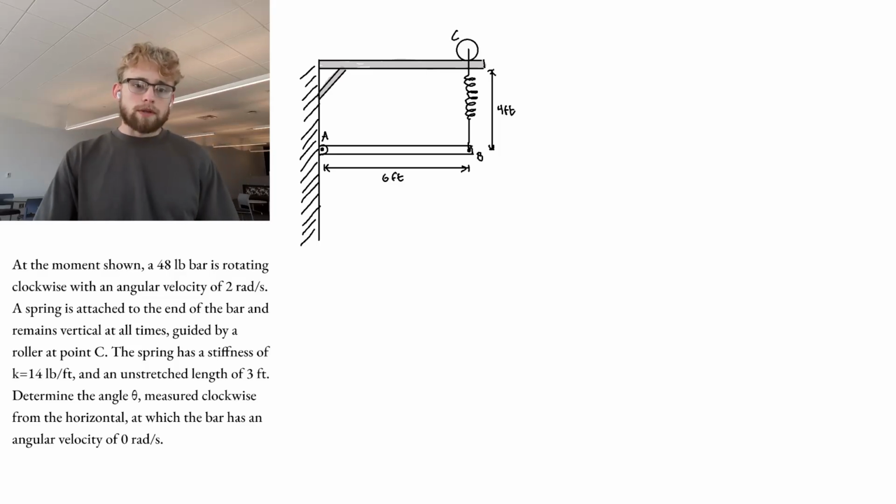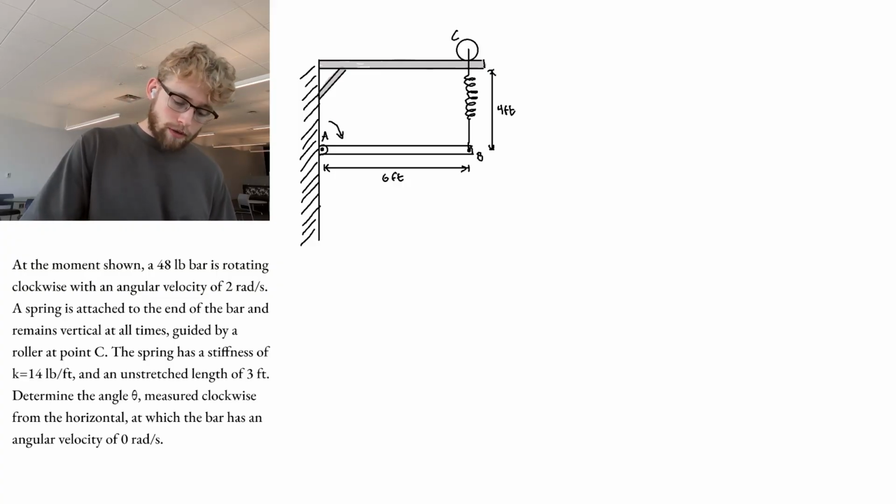All right, today we're going to be solving a dynamics conservation of energy problem. So, at the moment shown, a 48-pound bar is rotating with an angular velocity of 2 radians per second clockwise, right? 2 radians per second clockwise.